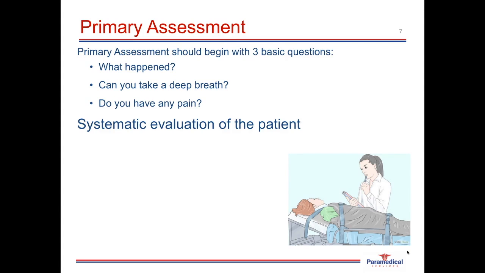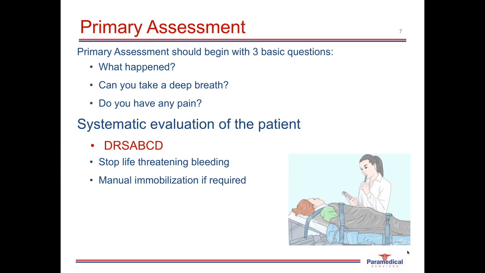It's important that we follow the systematic approach of evaluating the patient in the primary survey. We can do this by making use of our DRS ABCD. We've already discussed assessing dangers when arriving on scene and conducting a scene size-up. Take a quick visual of the scene, and if needs be, stop any life-threatening bleeding. If the patient has sustained some significant mechanism of injury, ensure that C-spine immobilization has been taken up.